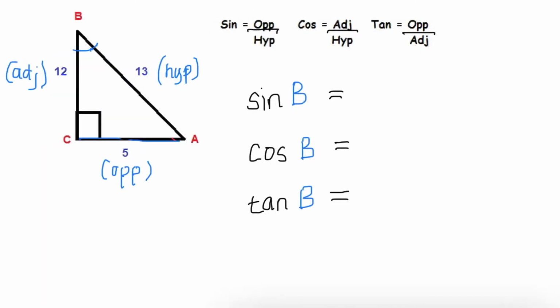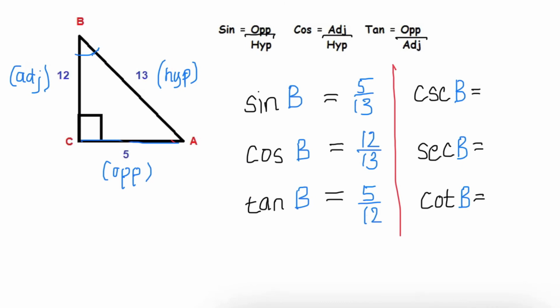The sine of B is the opposite, which is 5, over the hypotenuse, which is 13. The cosine is the adjacent, which is 12, over the hypotenuse, which is 13. And then the tangent is the opposite, which is 5, over the adjacent, which is 12.